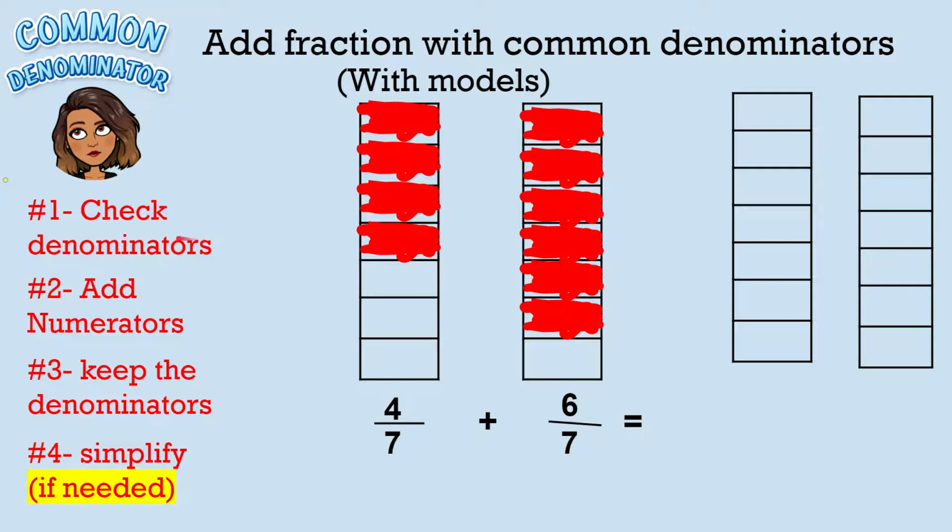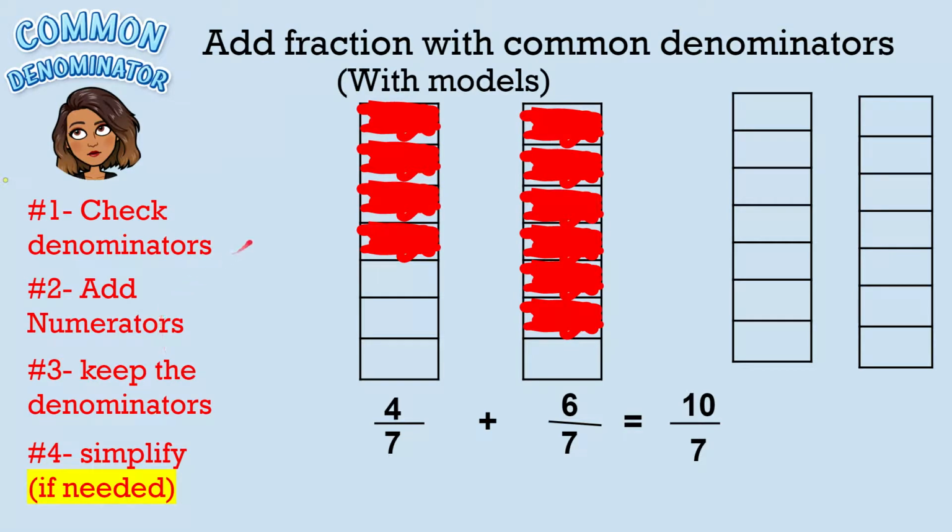And we already did check denominators because I said 4/7 and 6/7, and both of them are 7s. And now we're going to add them. You could just do 4 plus 6, or you could do 1, 2, 3, 4, 5, 6, 7, 8, 9, 10. So the answer is 10/7.